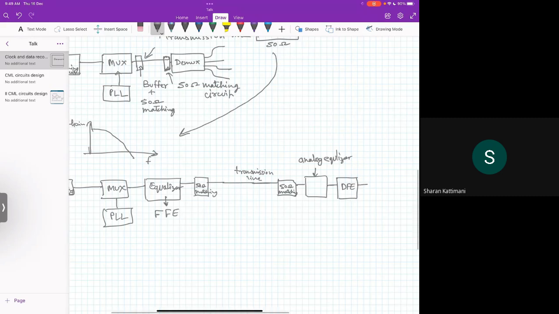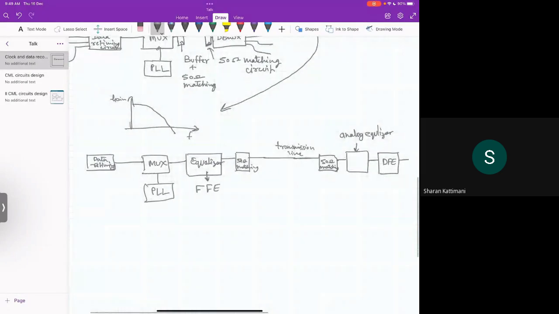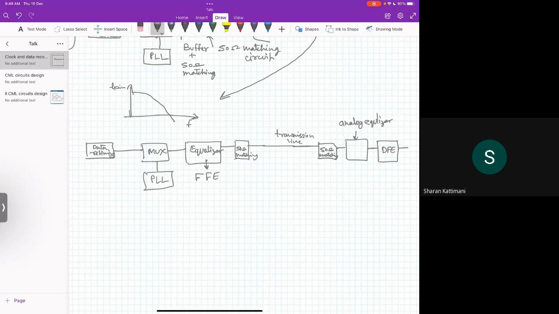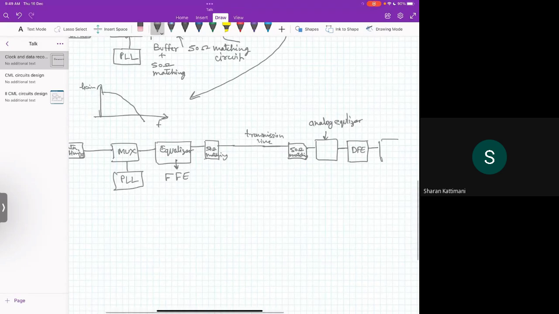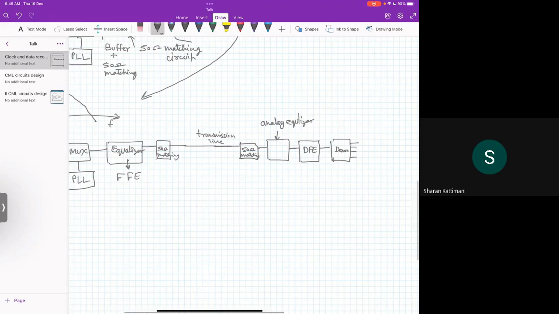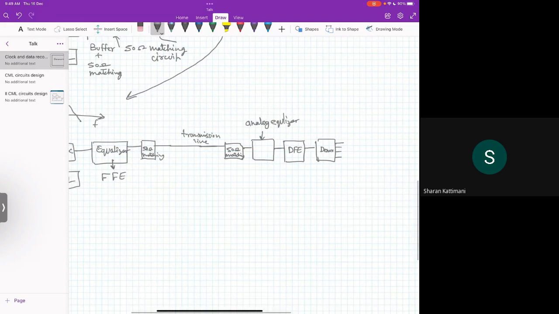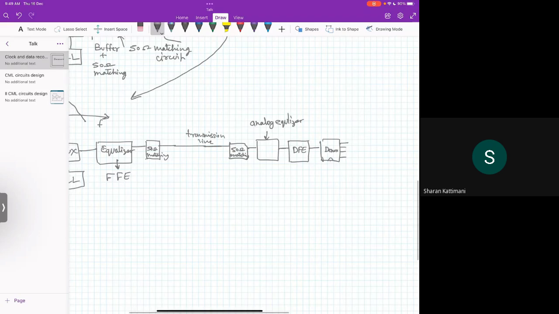Then we have other blocks at the receiver side, and here we have the demux, and that will divide the data. Here everything looks fine, but the problem we will see at the receiver side is that even if we go for demuxing, we need to have a clock. And here you can see that we have only transmitted data, there is no clock.